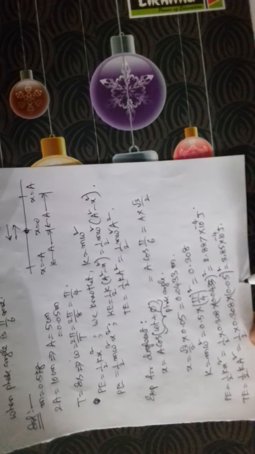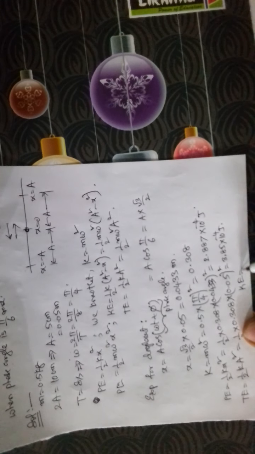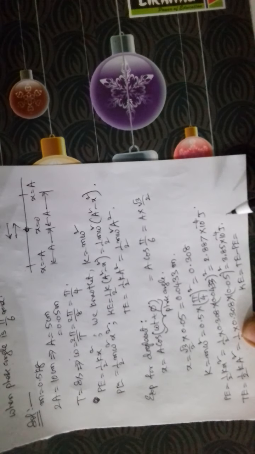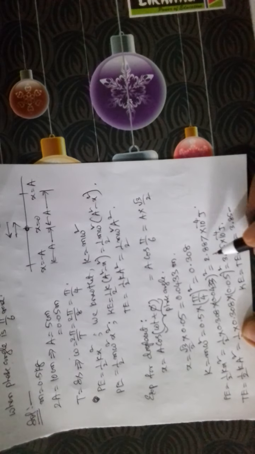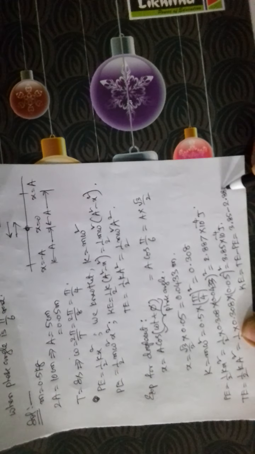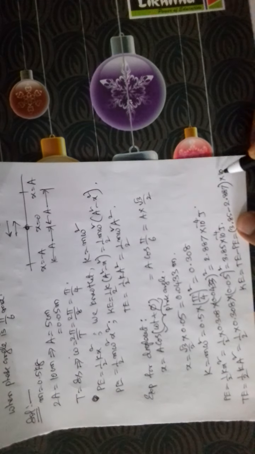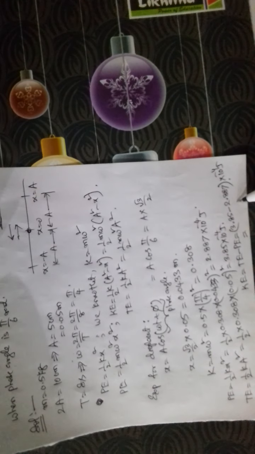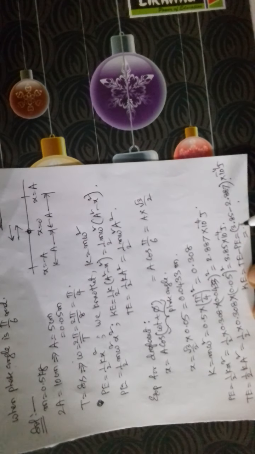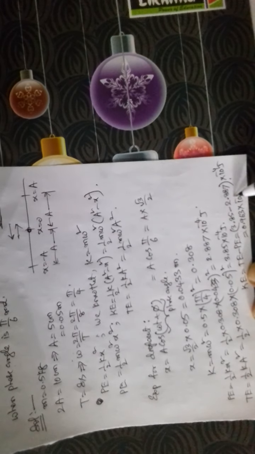Now, kinetic energy is equal to total energy minus potential energy. This is 3.85 and this is 2.887 into 10 power minus 4 joules. This is kinetic energy.